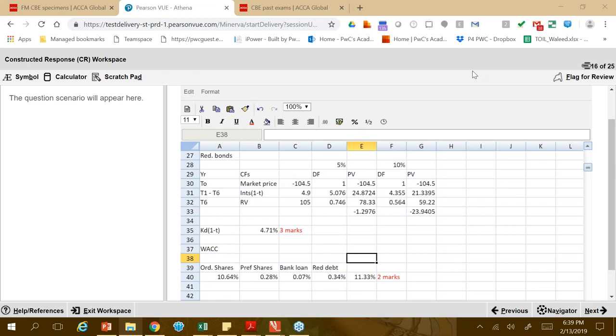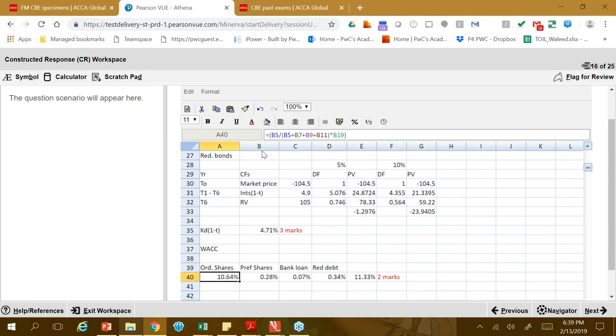Okay, fine. So I will just show you this again. So this is VE over all capital into the cost of equity. This is VP over entire capital into the cost of preferred capital. This is VD of the bank loans over the entire capital into the cost of the bank loan. And then this is the redeemable debt, VD, over the entire capital into the cost of debt.